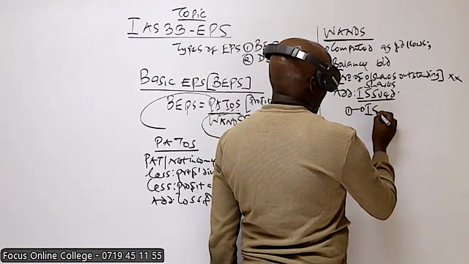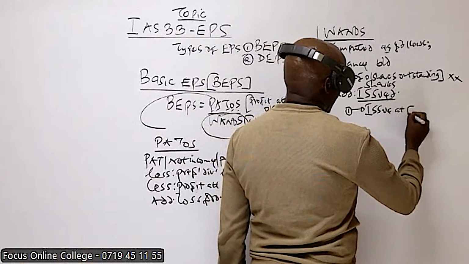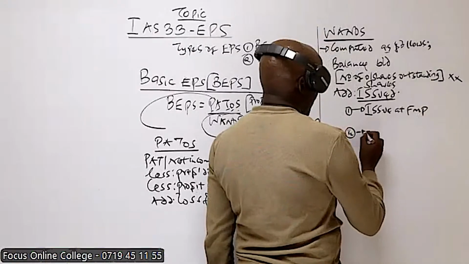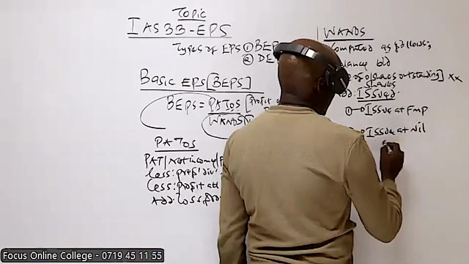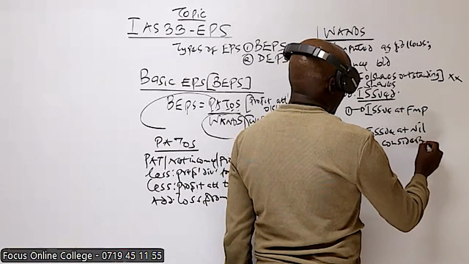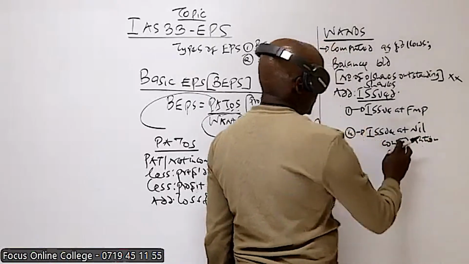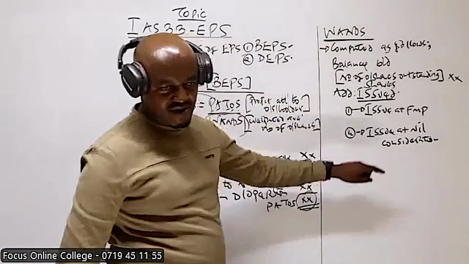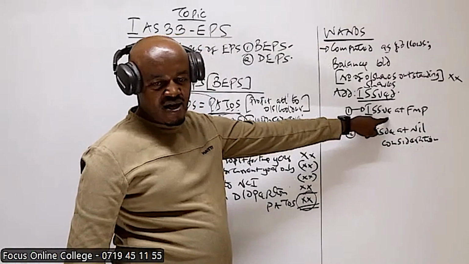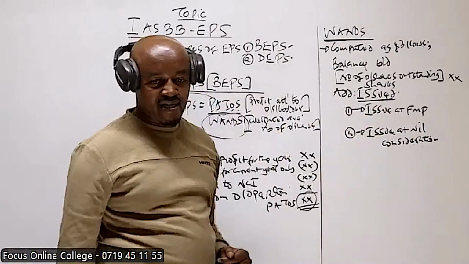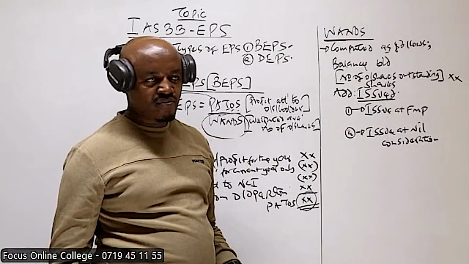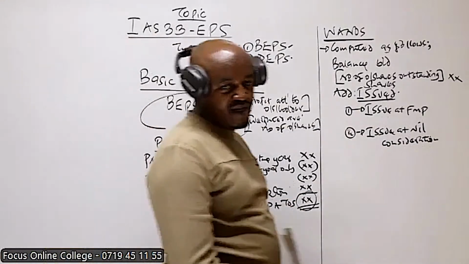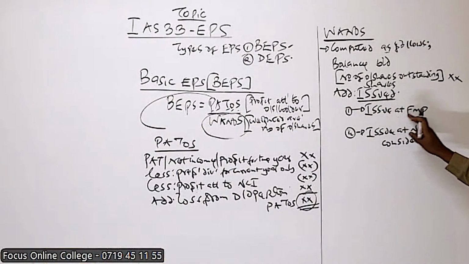Number one, we have issue at full market price, and number two, we have the issue at nil consideration. What do you mean by the issue at full market price? These are those particular shares which were issued by the company during the current year at a price which is equivalent to the market price per share.